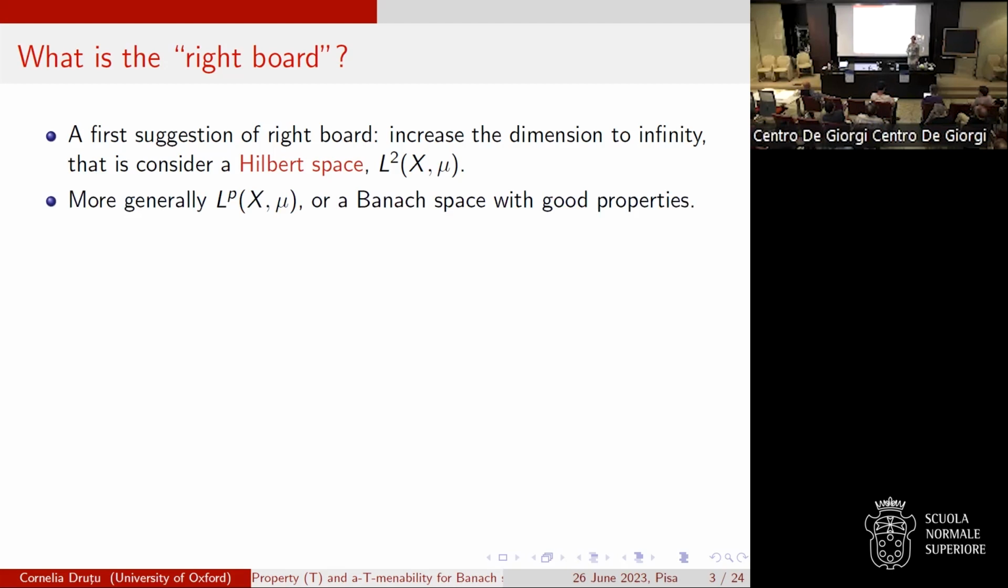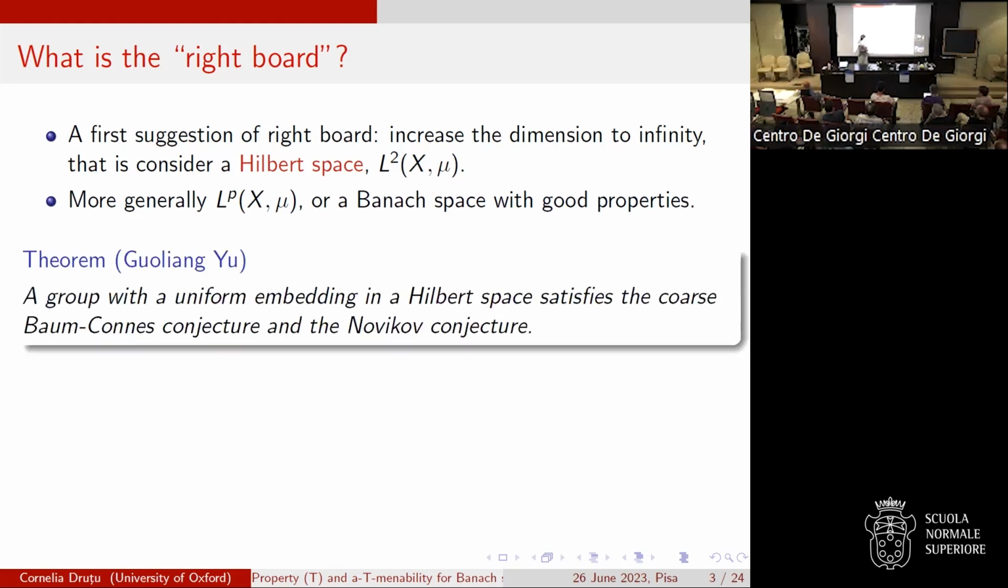And later on, another kind of good board that I will consider will be L^p spaces or Banach spaces with good properties. One first and impressive illustration of this philosophy is the theorem of Guoliang Yu, who proved that if a group, an infinite finitely generated group, has a uniform embedding in a Hilbert space, then it satisfies the Baum-Connes conjecture and the Novikov conjecture. So it does work, this strategy.